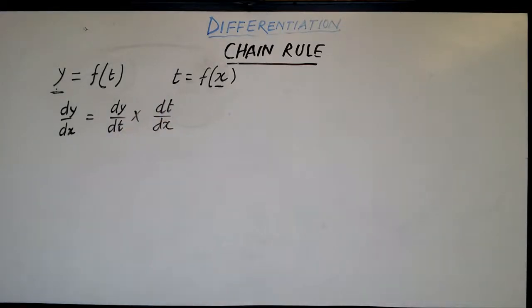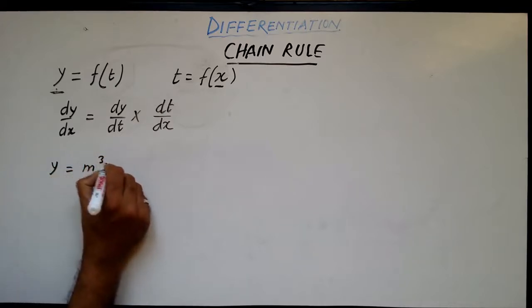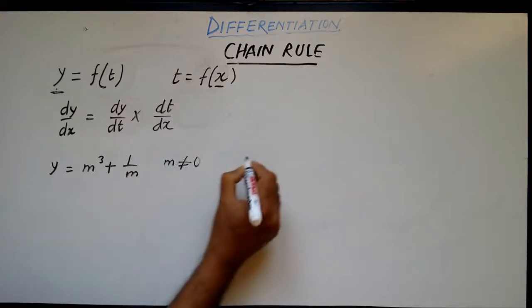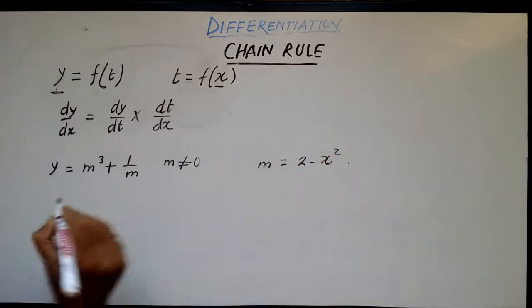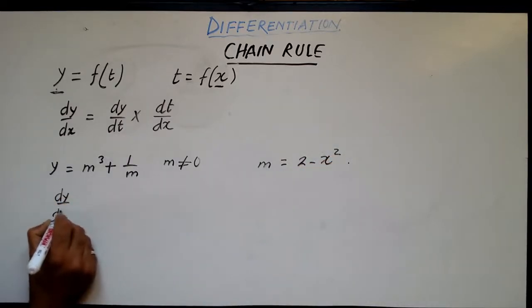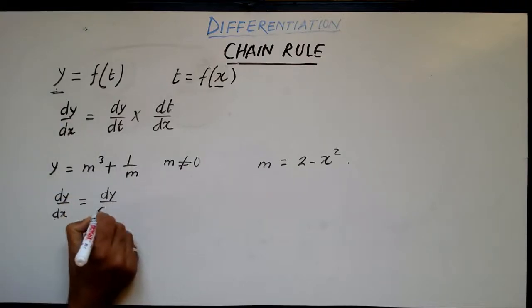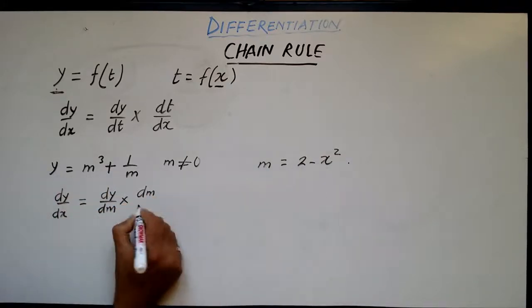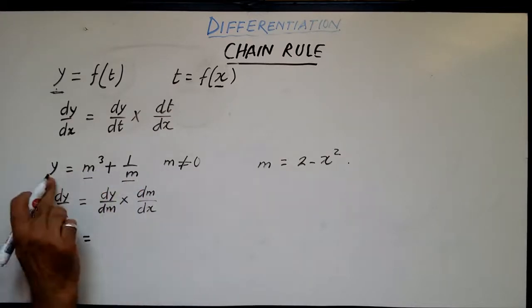Let's see how to work on some examples with this rule. So let's say y is equal to m cubed plus 1 upon m, where m is not equal to 0, and m is equal to 2 minus x squared. How will I get dy by dx? So now, as we know from this rule, dy by dx is equal to dy with respect to dm multiplied by dm with respect to dx. Okay, what is dy by dm? Dy by dm is the differential of this function.